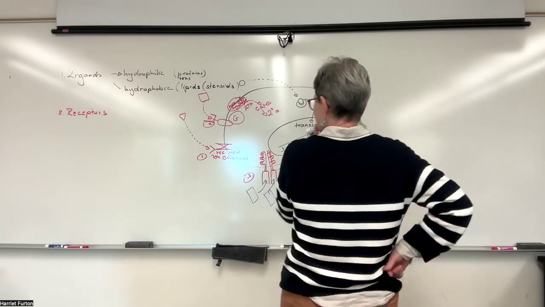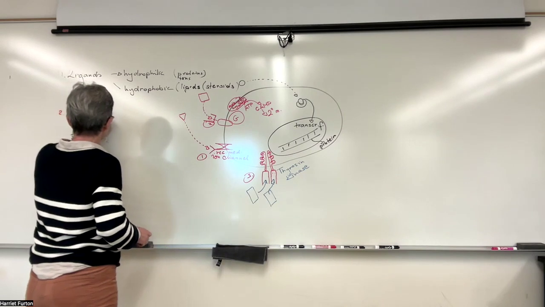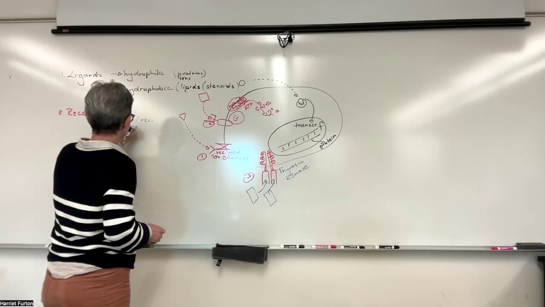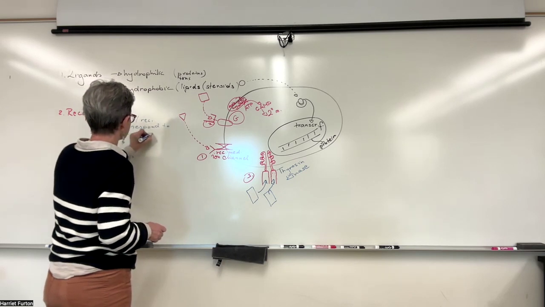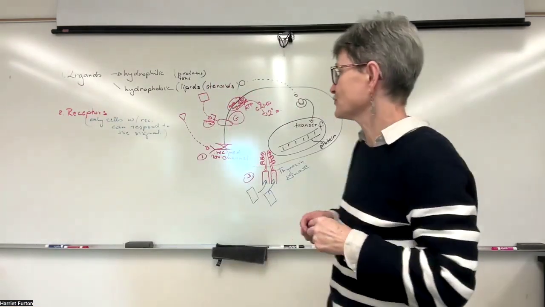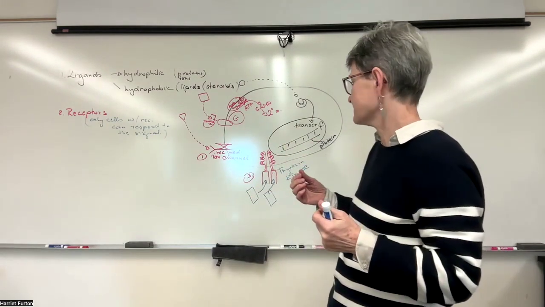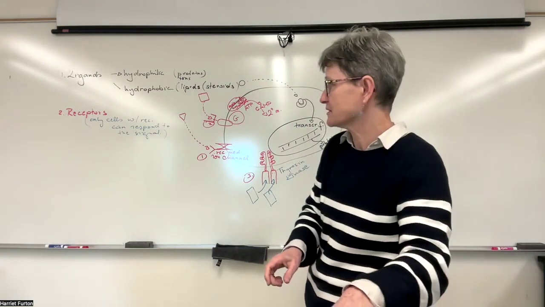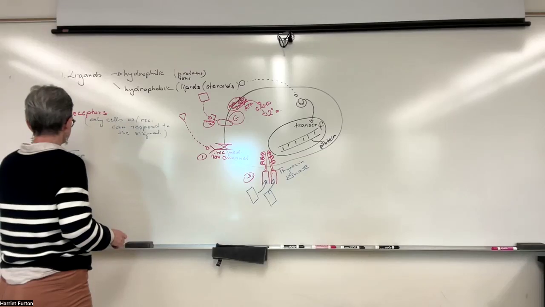What else? So the receptors, only cells with receptors can respond to the signal. If the cell does not have the receptor for that specific ligand, that cell will not respond to the signal. This is the receptors or reception. The next step will be transduction.